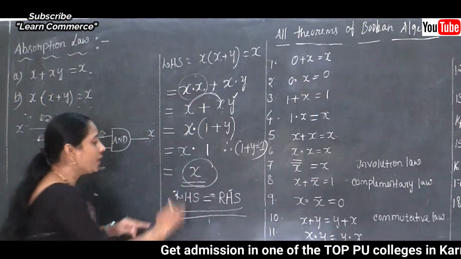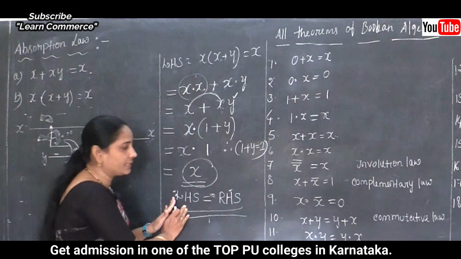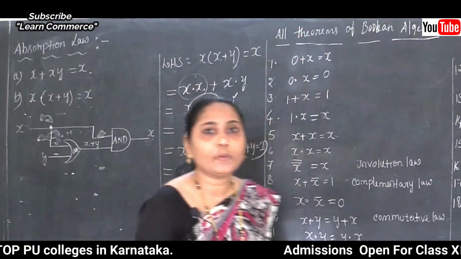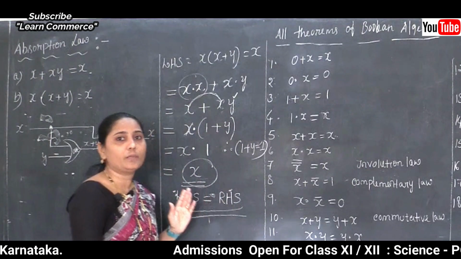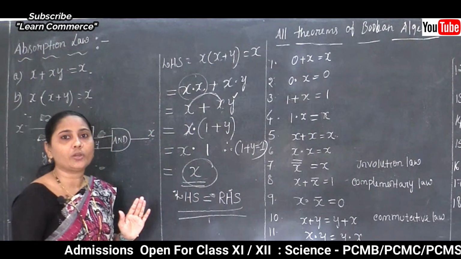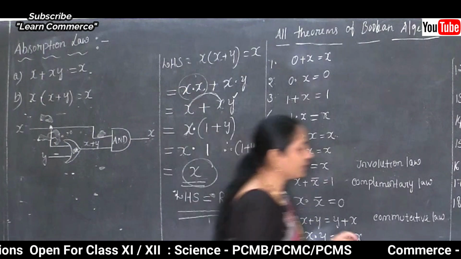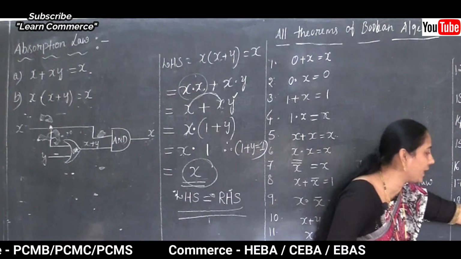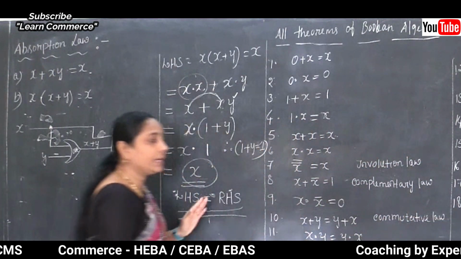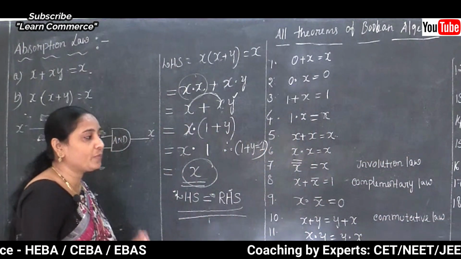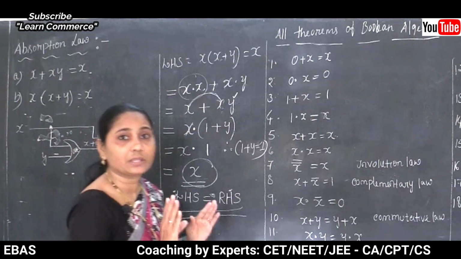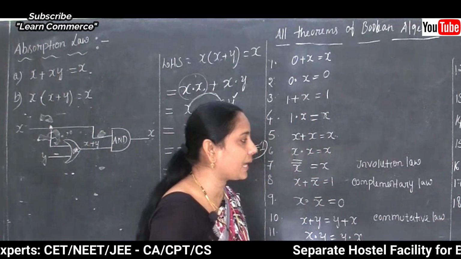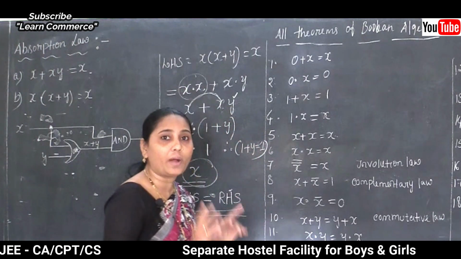So x and 1 here, and when you multiply, 0s are 0 only, 1s are 1 only. So clear this point. We can say that the left hand side is equal to the right hand side here. And the last law is the third distributive law, and this is about x plus complement of x and y is equal to x plus y here.